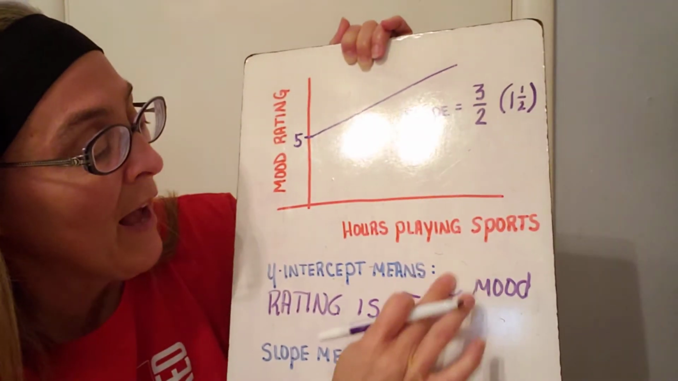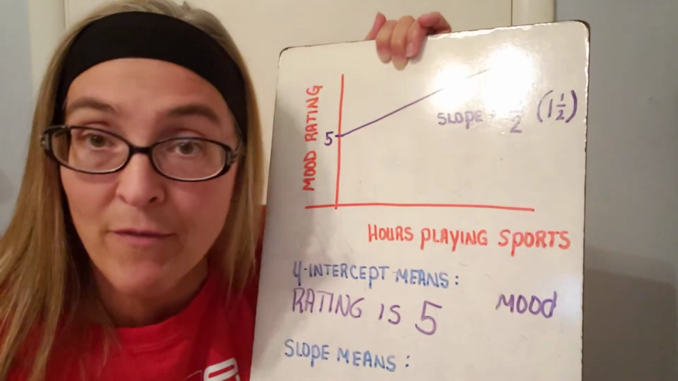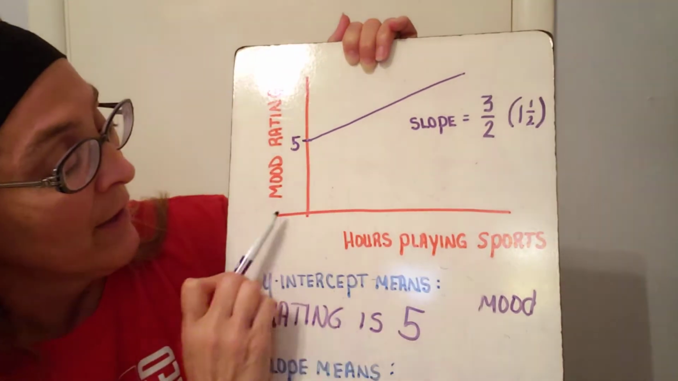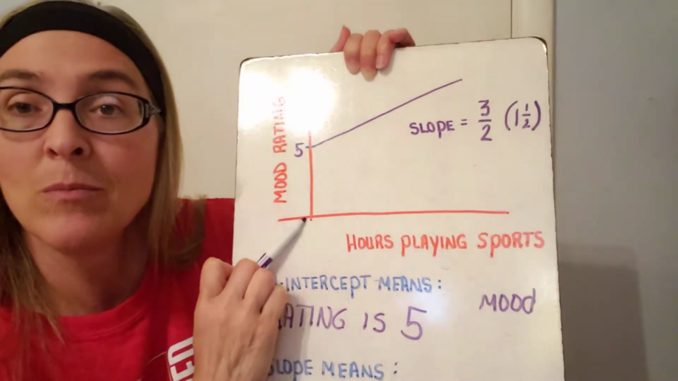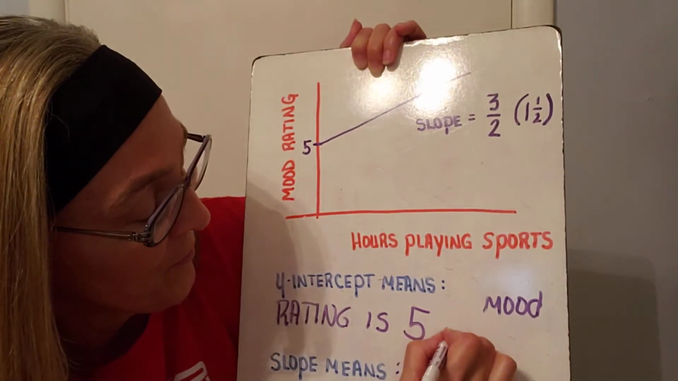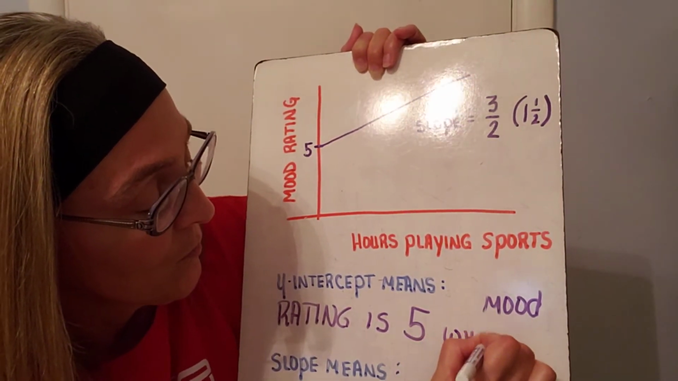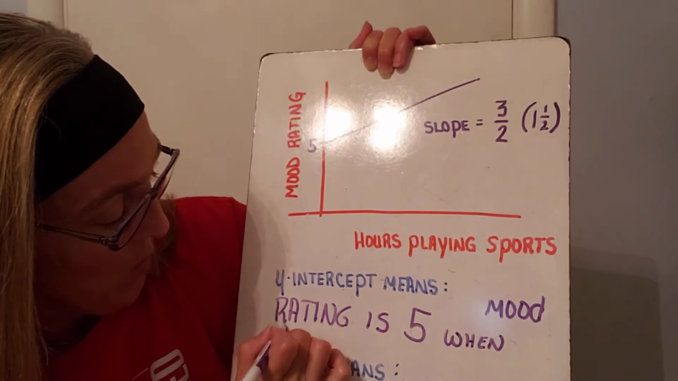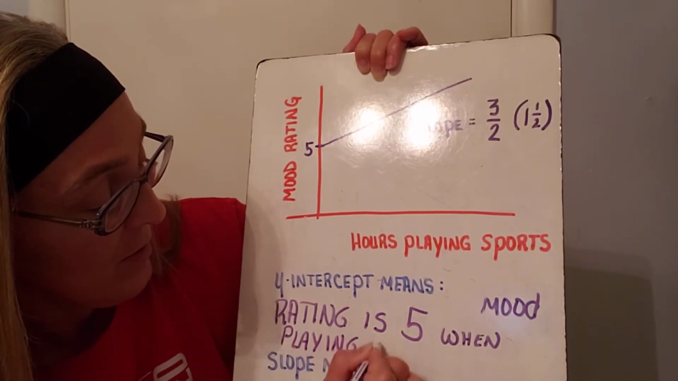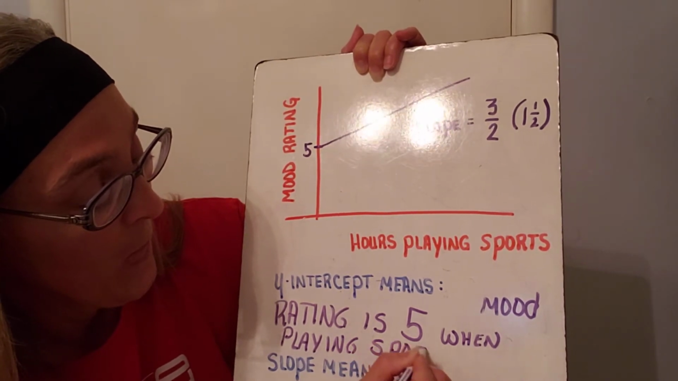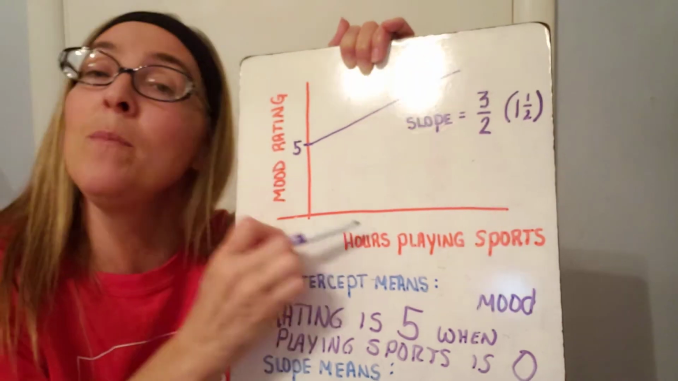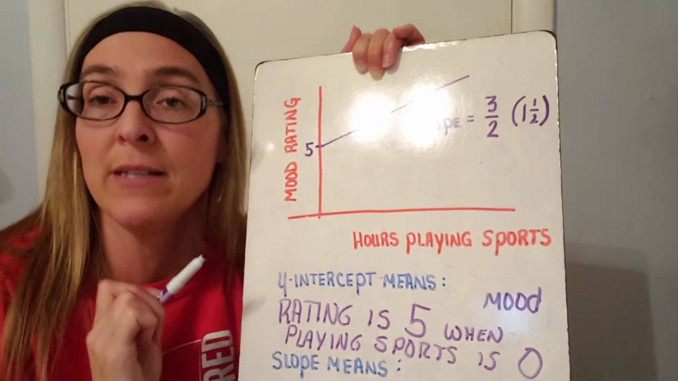But remember, you've got to have that second part of the graph with it. So that is when you've spent 0 hours playing sports, when you haven't been playing at all. When playing sports is 0. Okay, so make sure you get this comparison here.